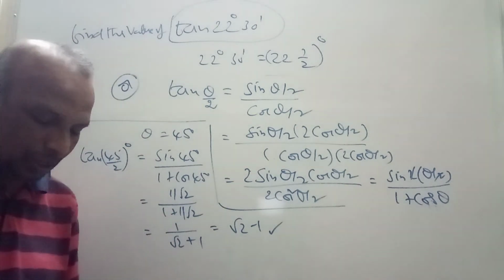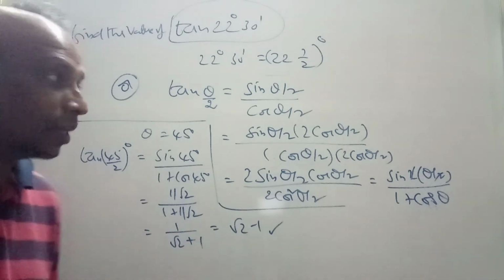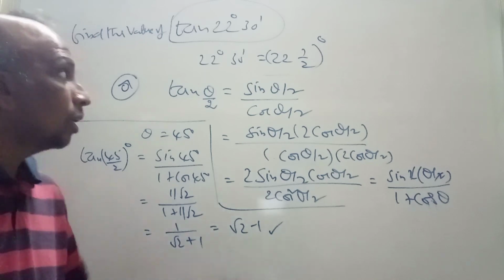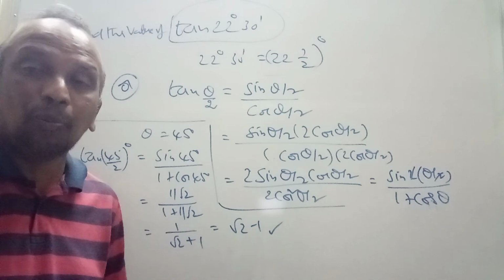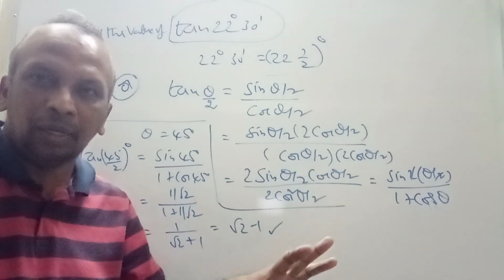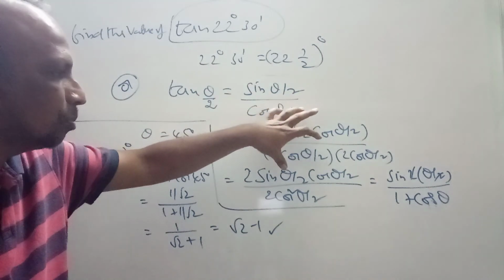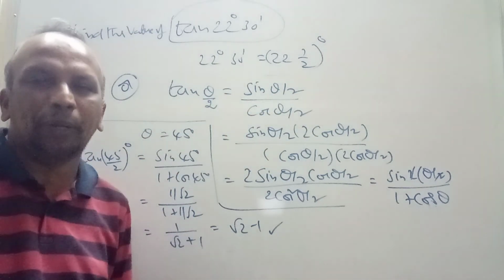This is another method to solve this problem. Whichever is easy for you, you can follow that. I have explained two methods for this problem. In one method I took tan theta by 2 equal to root of (1 minus cos theta) by (1 plus cos theta), with theta as 45 degrees. Otherwise, you can simplify with this method also. You will get the same final answer, root 2 minus 1.